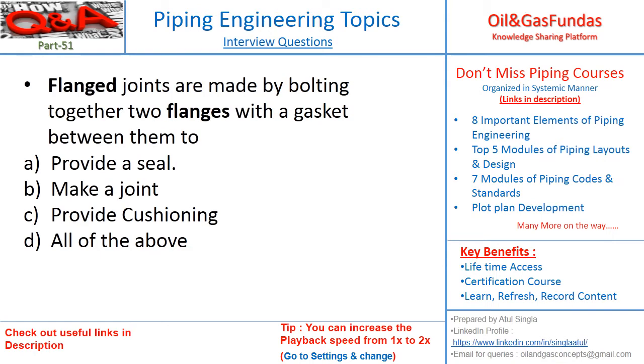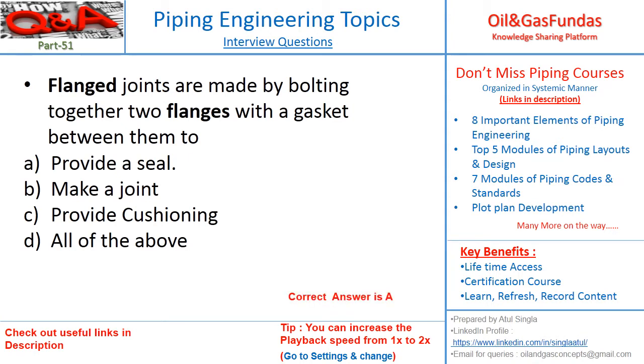Flange joints are made by bolting together two flanges with a gasket between them to provide a seal, to make a joint, provide cushioning, all of the above. So the correct answer is A.